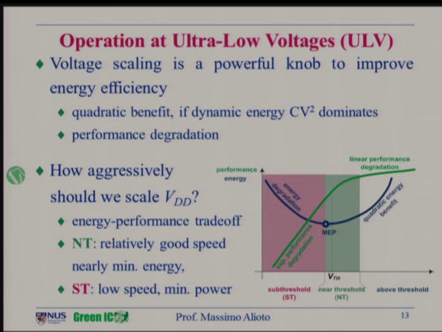So from this picture, we understand that if we operate close to the threshold voltage, so near threshold, this green area, this is kind of a sweet spot, because the performance is degraded compared to full, nominal voltage, but not too much compared to subthreshold. And also, energy is close to the minimum possible value. So we will try to operate near threshold every time we want to preserve decent performance and also minimize the energy.